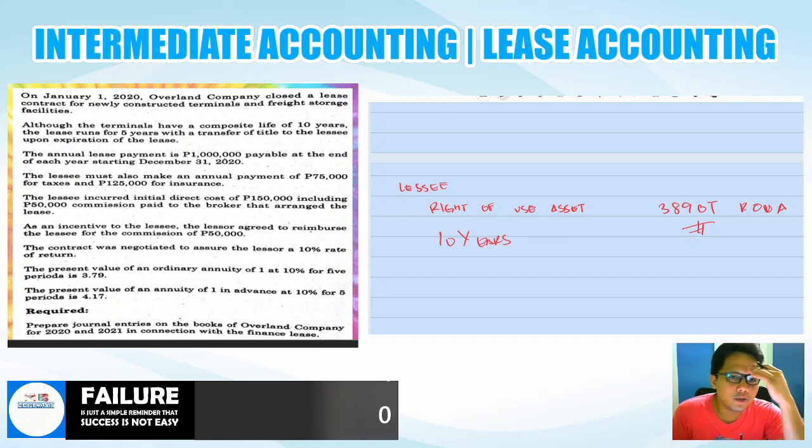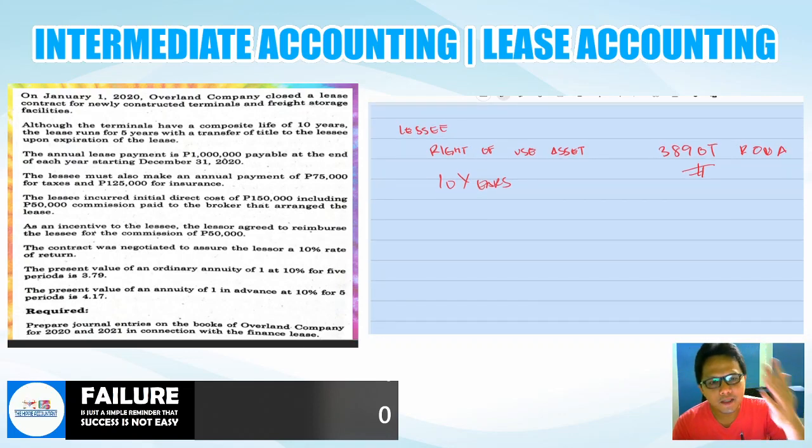Kung wala lang sanang transfer of title or walang option to purchase, which is hindi naman talaga nakikita dito. For example lang, kung wala siyang option to purchase na, which is reasonably certain to be exercised, then we'll use the shorter term between the lease term and the life of the asset. Okay? So, let's just compute. Okay, let us compute the depreciation. So, that is 3,890,000 divided by 10 years. Plain and simple because again, wala din siyang residual value.